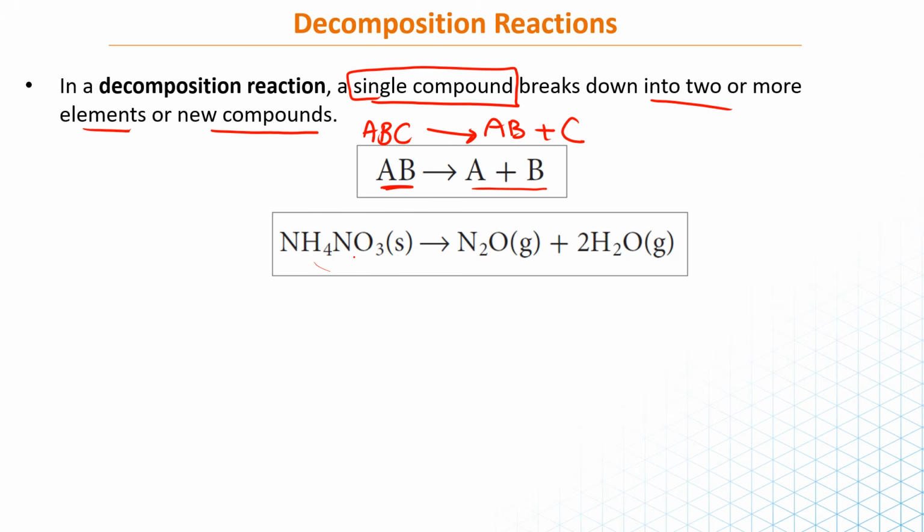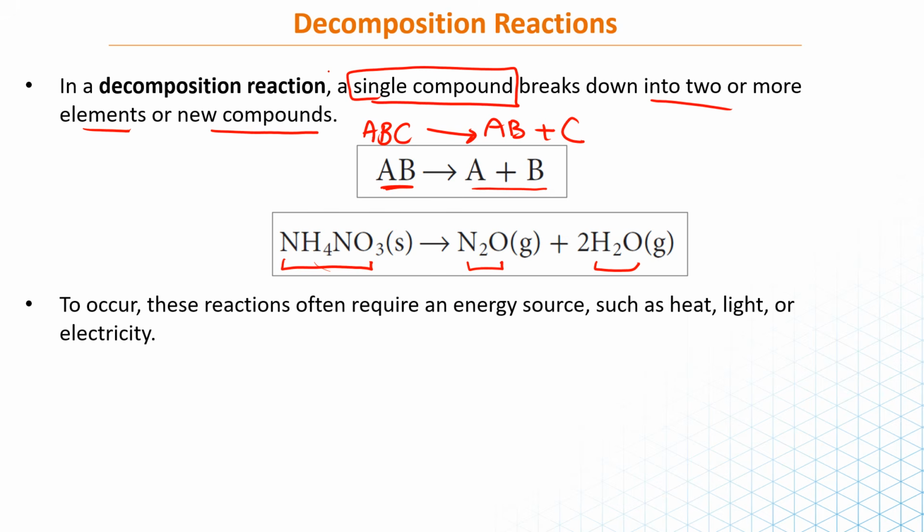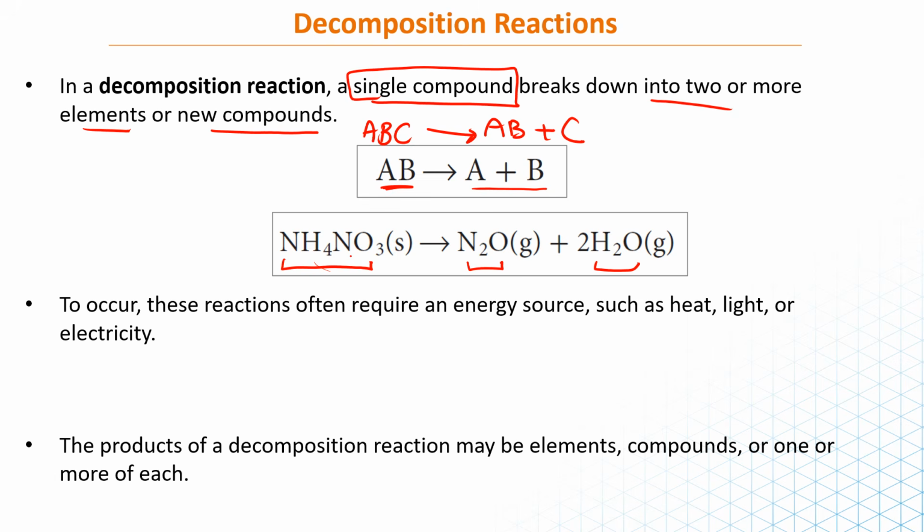Ammonium nitrate. So this is an ionic compound which we covered in term 1. So it will break down into two compounds, N2O and H2O. So this is a decomposition reaction. Okay? And they often require an energy source to break it down, like you need to heat it up to break it down, okay? Or an electricity source.